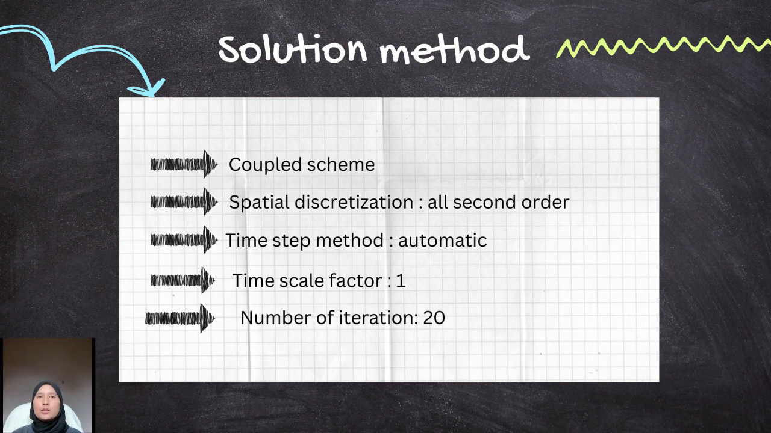Okay, now moving on to solution method, we use coupled scheme for the pressure-velocity coupling, where this scheme ensures that the pressure and the velocity fields are solved simultaneously, allowing for better accuracy and stability in the solution itself. And then for the spatial discretization, we change all of them to second order, and we right click on the pseudo transient to open it, to turn it on.